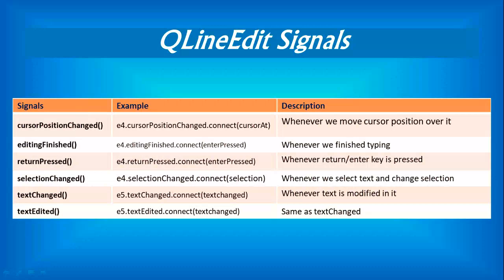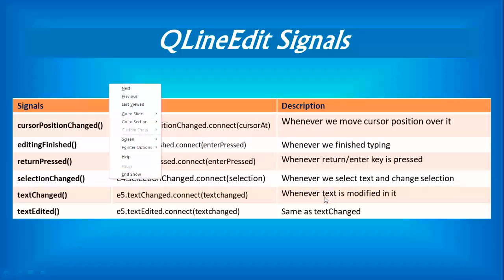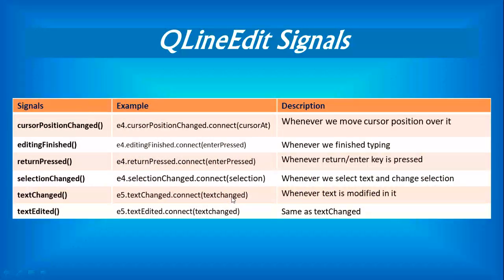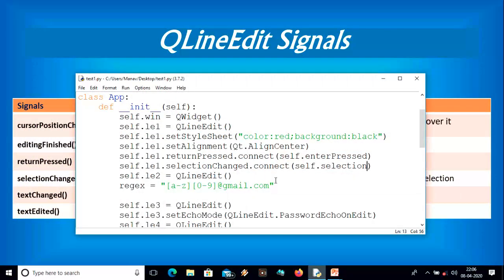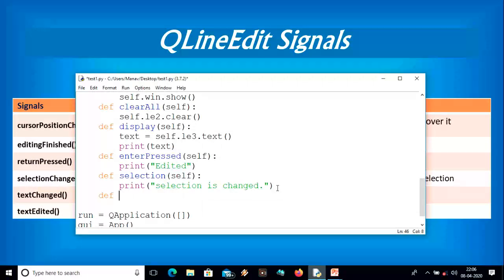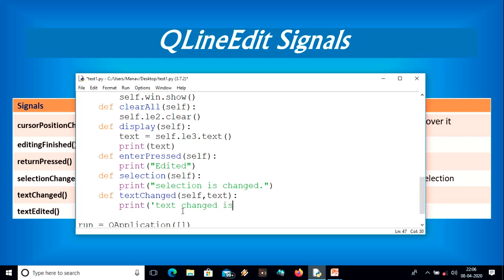Let me show you text changed, and it is used whenever text is modified in it. So let me show you how it will work. Let me go in our program and make a method here, and it will be called text is changed, and self is passed in it. It will also accept, I think, another variable here, and it will be text, so it will get the text from this. And let me print here "text changed is", and let me pass here text.